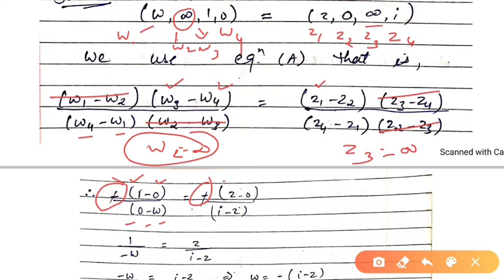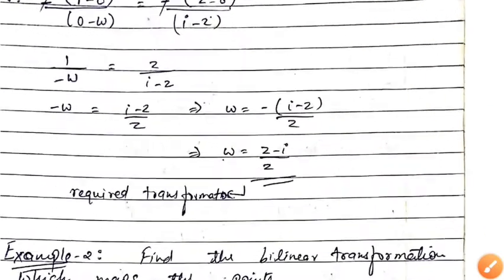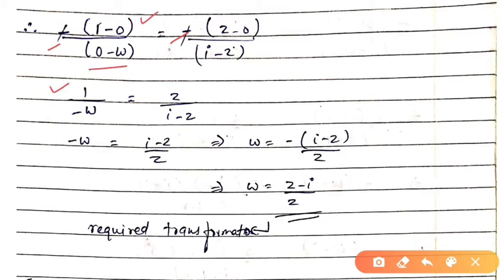Let us move towards the next side. Z1 is Z, so I am putting here Z. Z2 is 0, so here I will put 0. Same way in the denominator, Z4 is I and Z1 is Z. Now we will simplify this equation. This minus minus sign will get cancelled on both sides. So 1 minus 0 is 1. 0 minus W is minus W. Z minus 0 is Z, and the denominator part will be I minus Z.